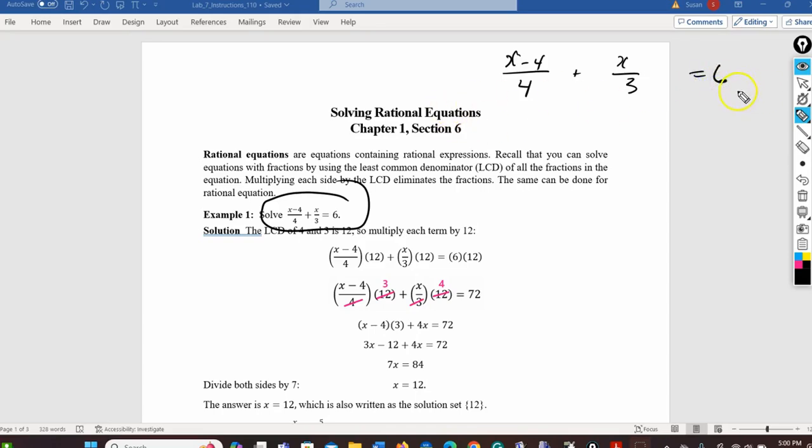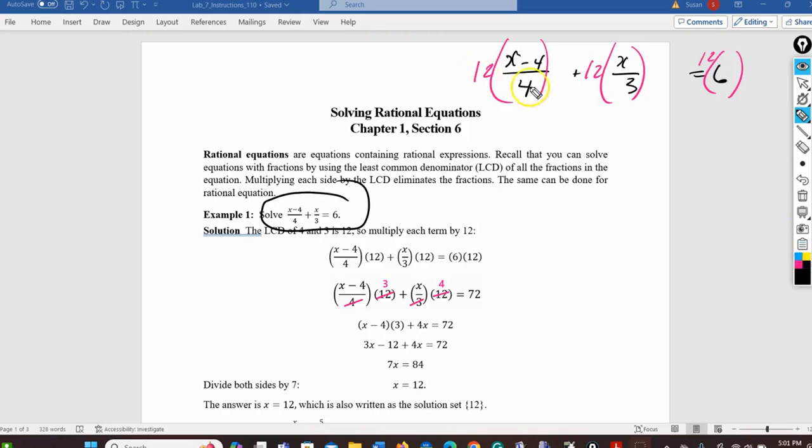Well, first thing you have to do is to get rid of the fraction. So what do I need to multiply all of this by in order for there to not be a fraction? And we can see that the lowest common denominator of 4 and 3 is going to be 12. So if I multiply every term by 12, and I have to do the same thing to every term, that's the only way we maintain equality.